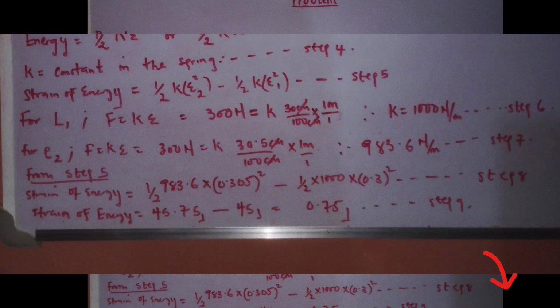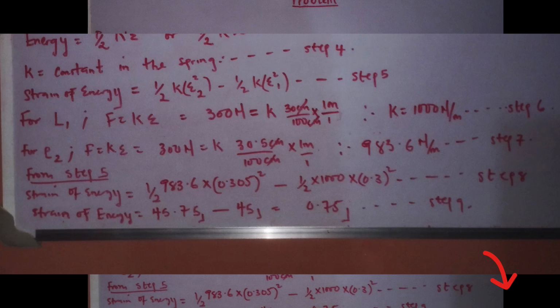So we input this formula. The first one is for E2. So the strain energy for E2 is half times 983.6 times our extension, or extended length, which is 30.5 for E2. Then 30.5 divided by 100, because we have to change this to meter, gives us 0.305. Then you square it, minus half times 1000, that is our constant for L1. Then we have our 30, the original length, divided by 100, that's 0.3. You square it. So that's for step 8.